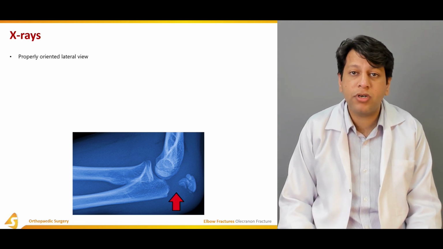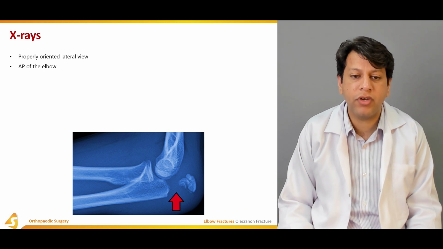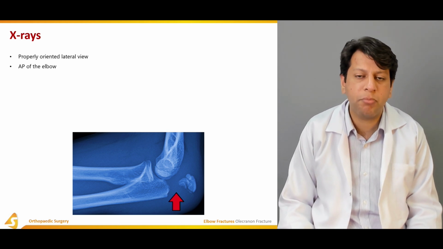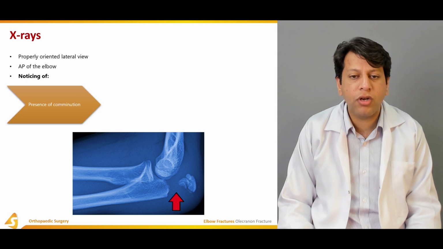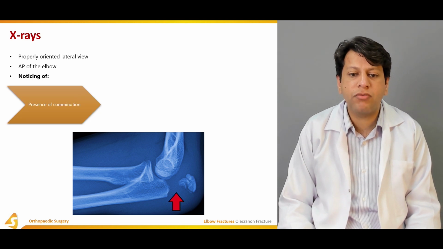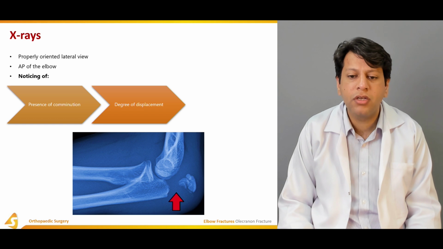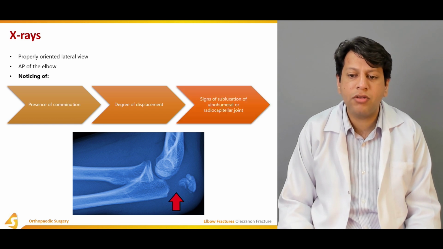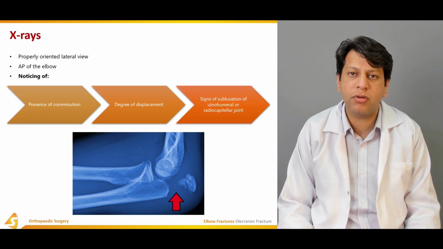The lateral view is very important because it tells you the detail of it, but we have to get two views, that is the AP and the lateral view. On the lateral view, we have to look for the presence of comminution, the degree of displacement, and signs of subluxation of the ulnar humeral and radiocapitellar joint.